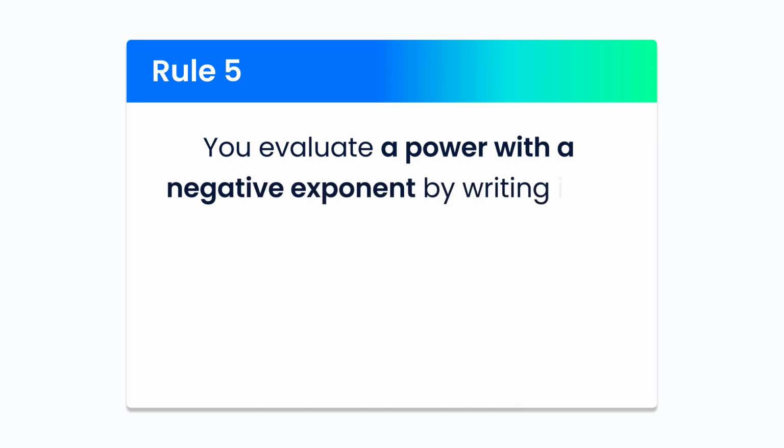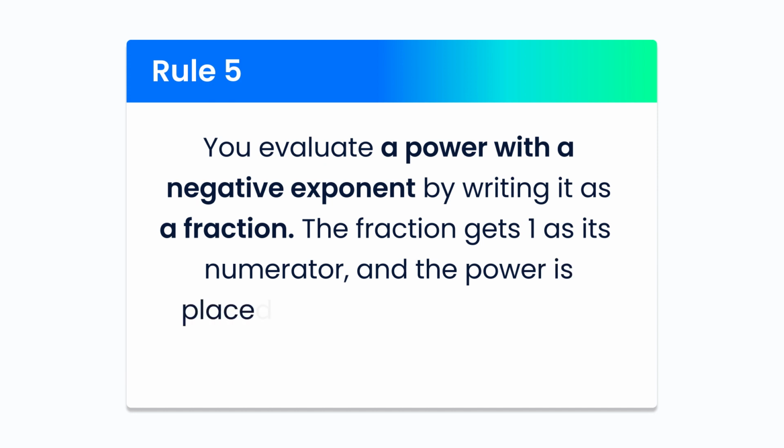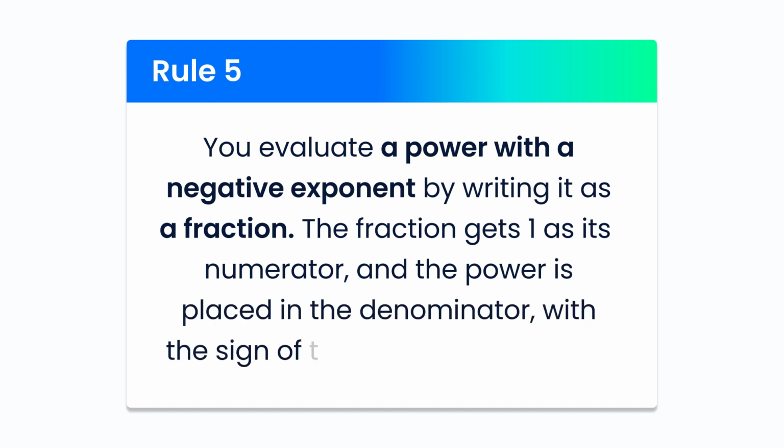Rule 5 states that you evaluate a power with a negative exponent by writing it as a fraction. The fraction gets 1 as its numerator, and the power is placed in the denominator with the sign of the exponent changed. Let's look at an example.